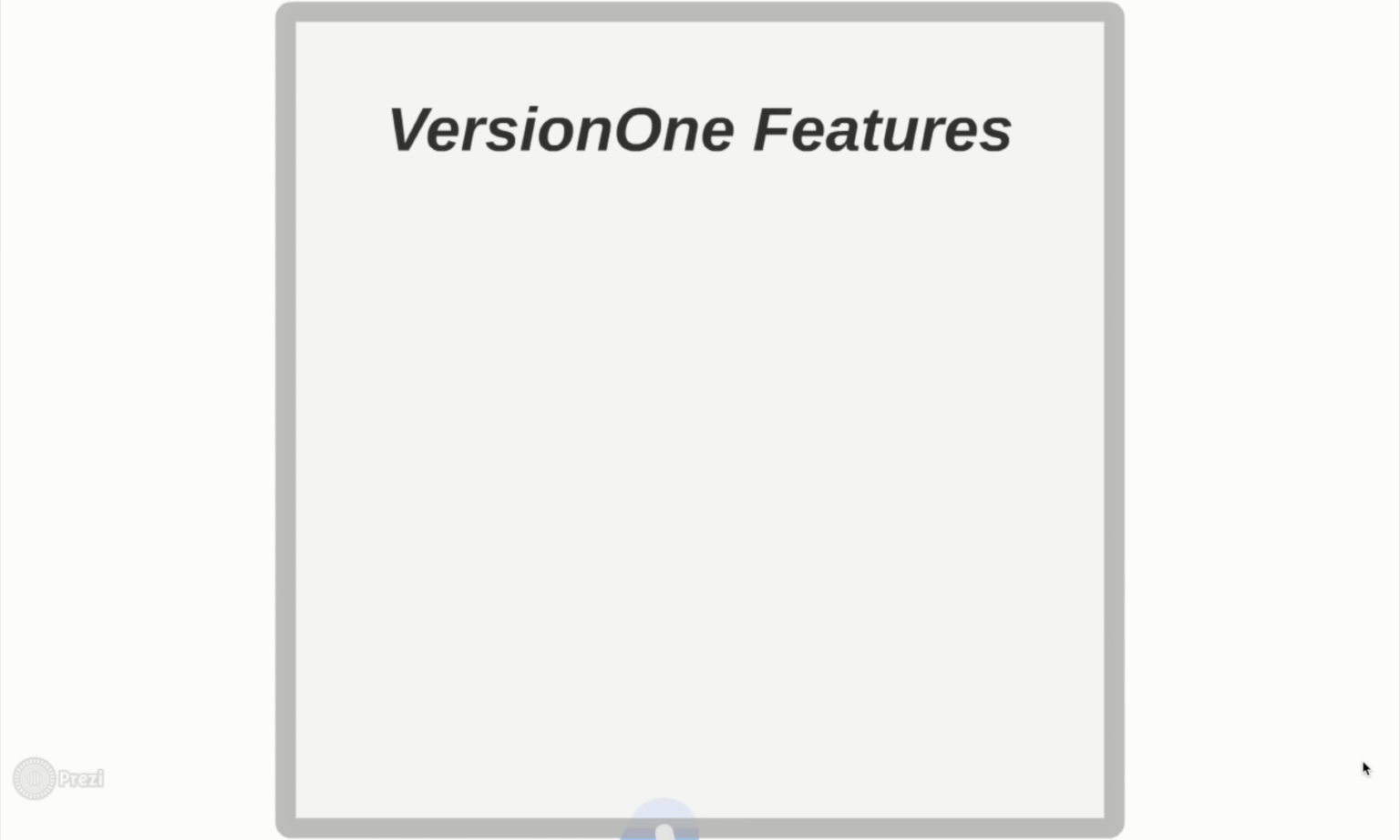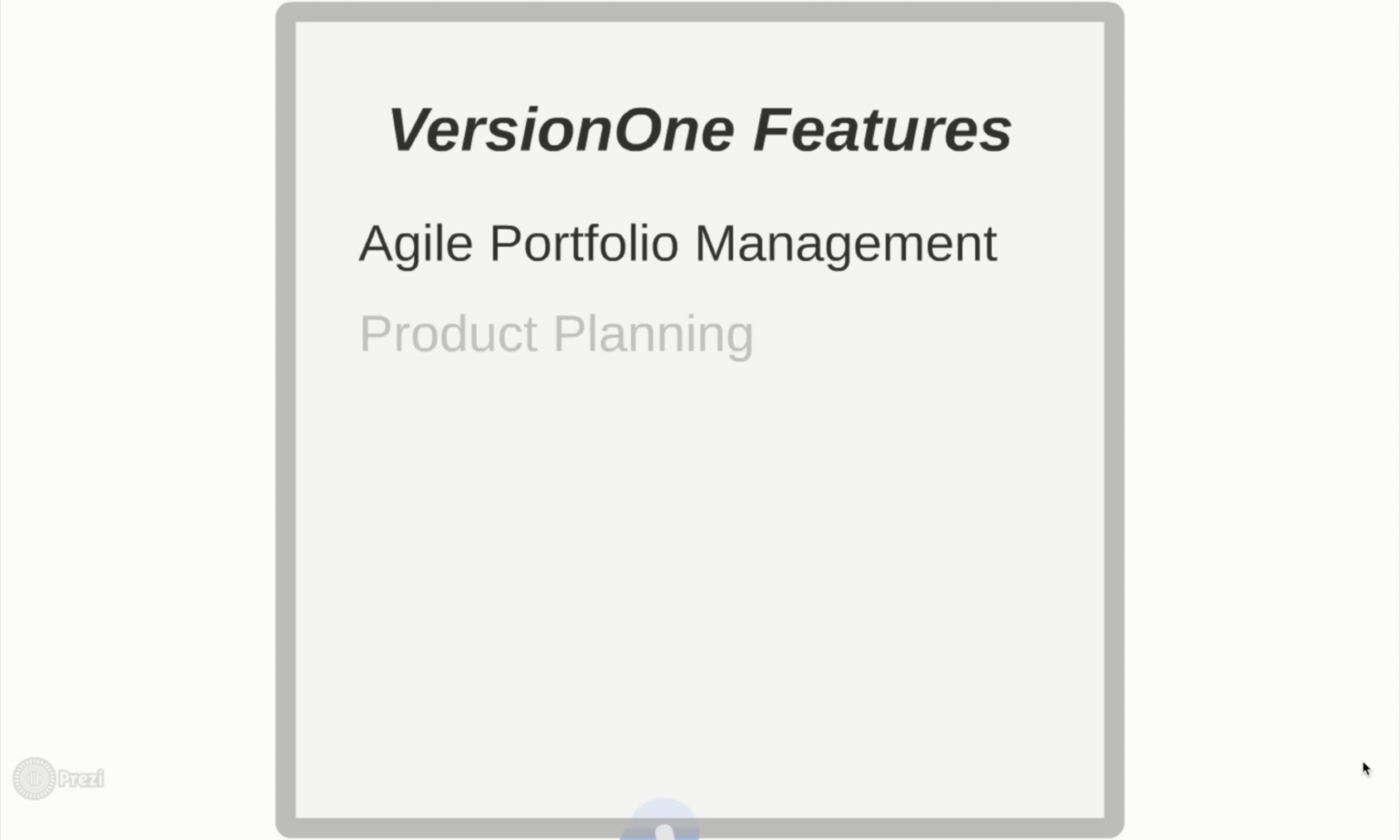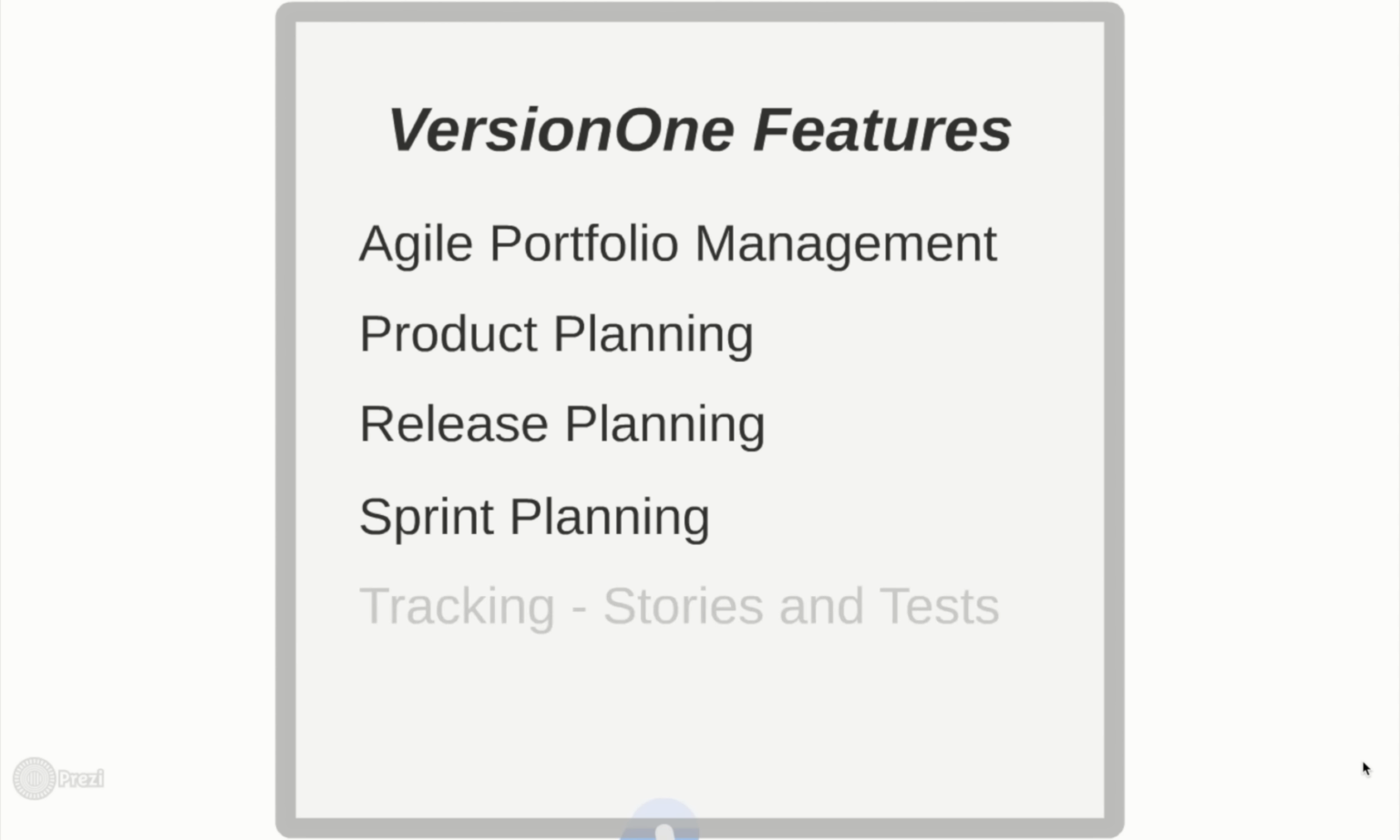VersionOne offers a variety of features, including comprehensive agile portfolio management, product planning, release planning, sprint planning, and tracking of stories and tests, analytics as well.